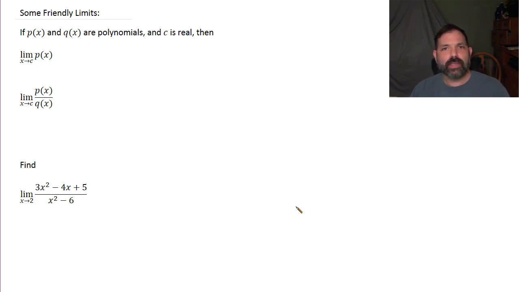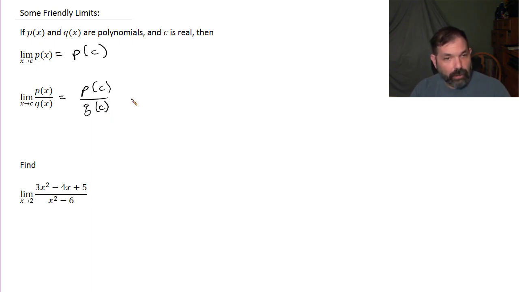There's some friendly limits in a sense. Polynomials are very nice when we're evaluating limits. So for example, if p of x and q of x are polynomials and c is real, just a number on the number line, then the limit with x approaching c of a polynomial function is simply the polynomial function evaluated at c. Now if we have a rational function, p of x divided by q of x, and we're calculating the limit as x approaches c, then this is also p of c divided by q of c.